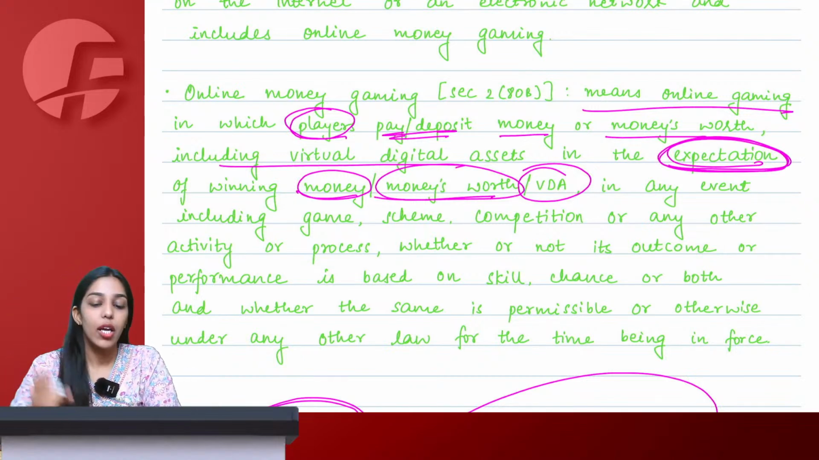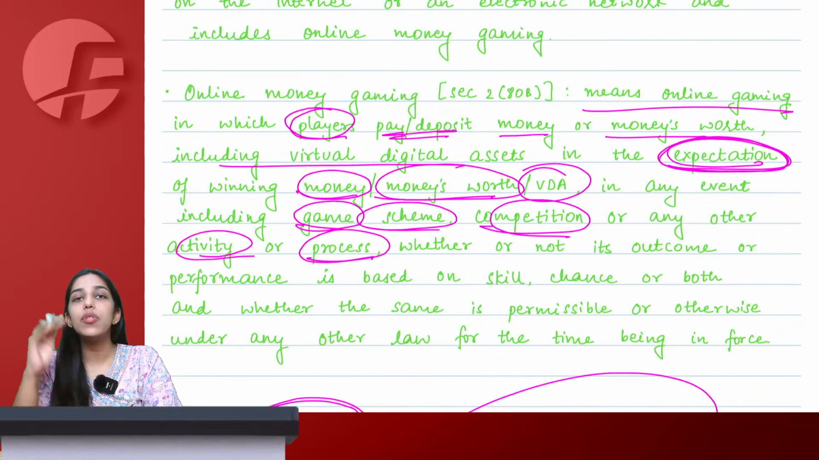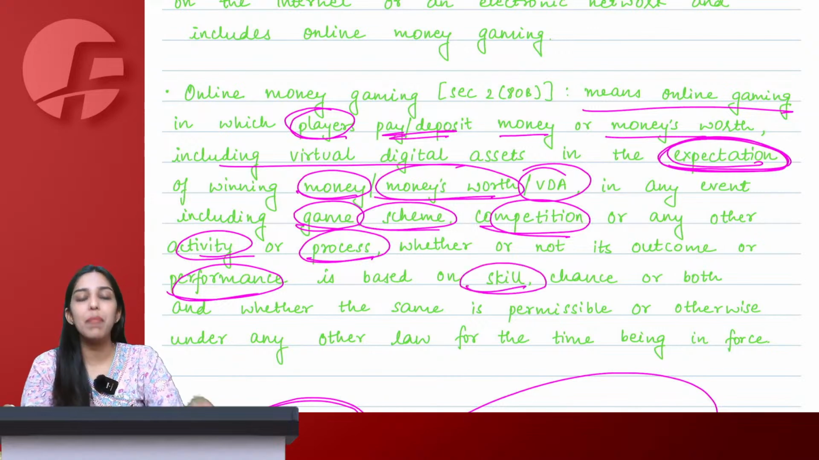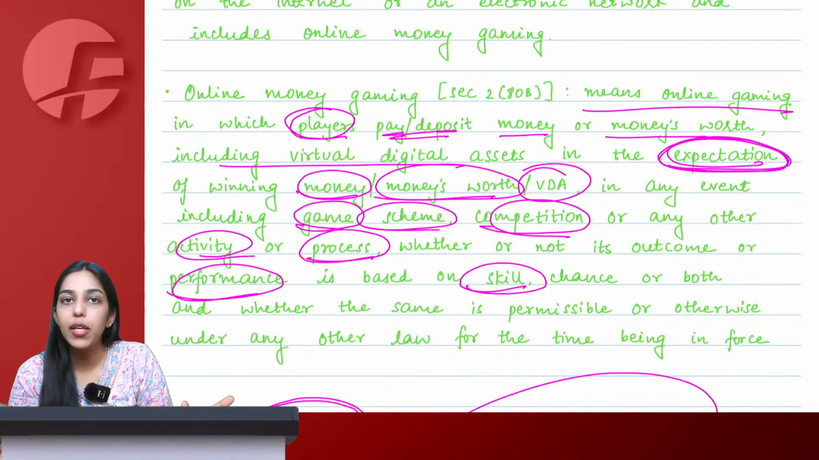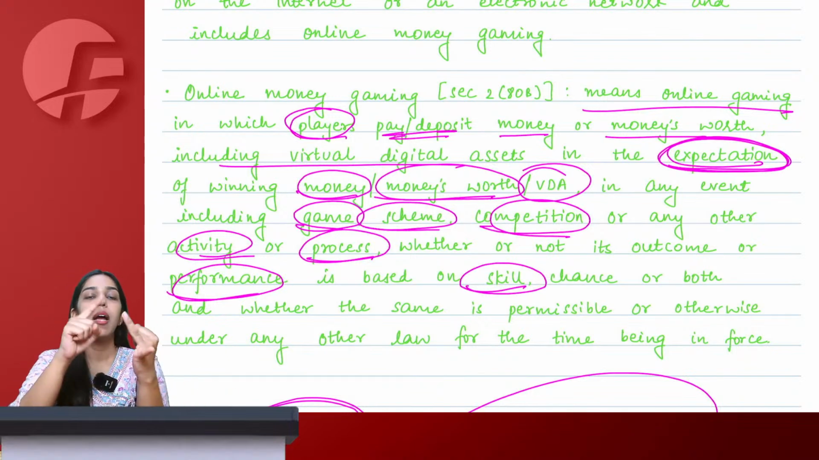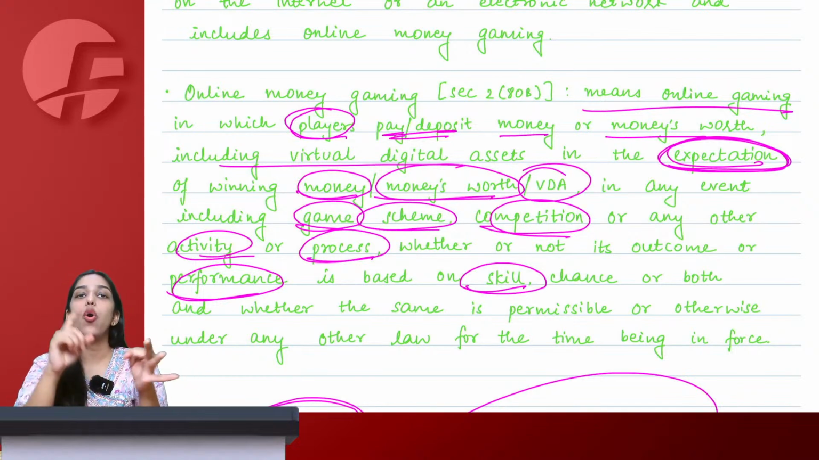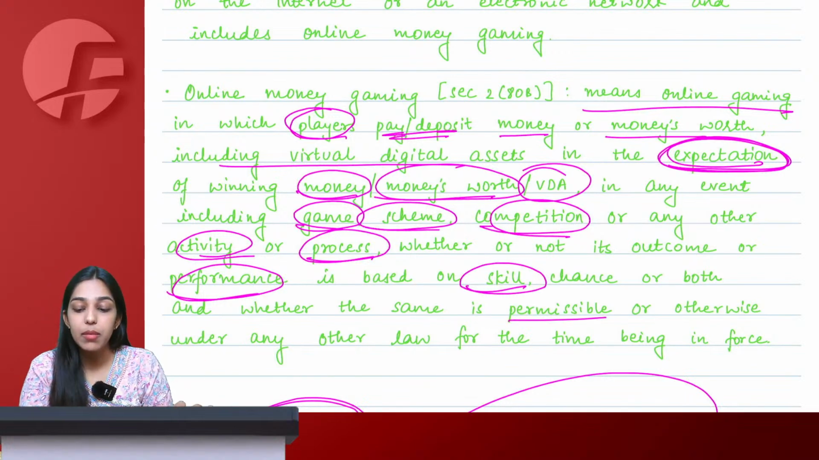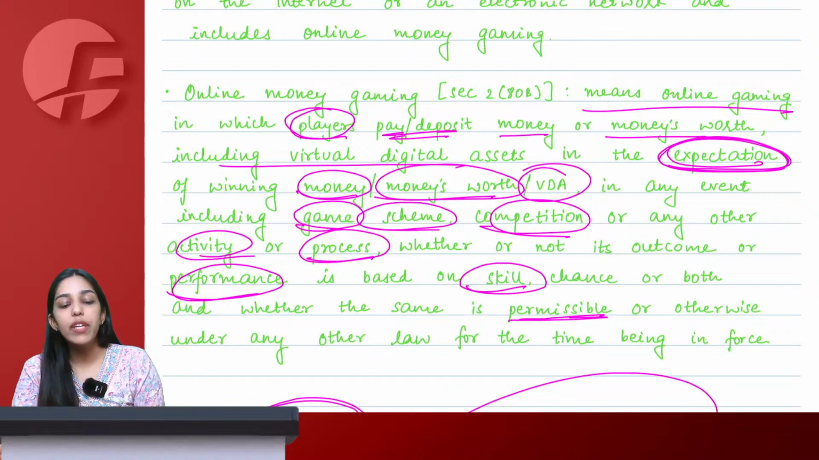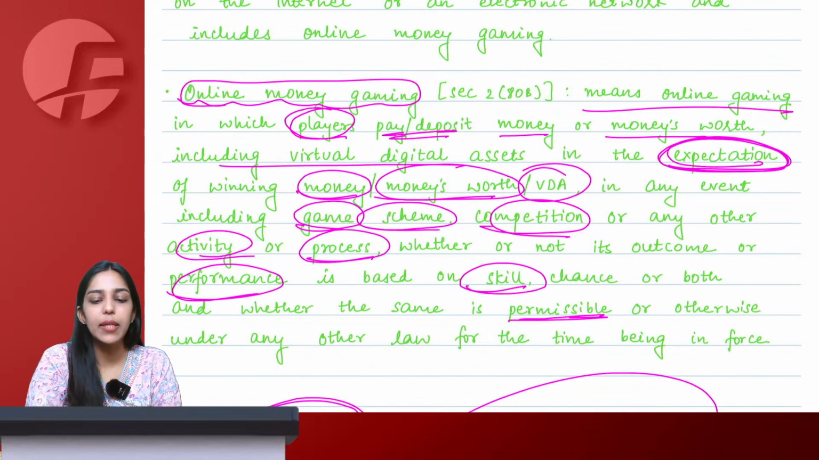Government says irrelevant. You call it a game, a scheme, a competition, an activity, process. Whether you say that the outcome is performance based or skill based or chance based, everything we will consider as online money gaming only. If you are depositing money, money's worth, virtual digital asset in expectation to win money, money's worth or virtual digital asset, then you call it as a performance game, a skill game, whether it is even permissible or not permissible by the law, or if you call it as a game, competition, event, scheme, activity, process, everything is considered as online money gaming only.